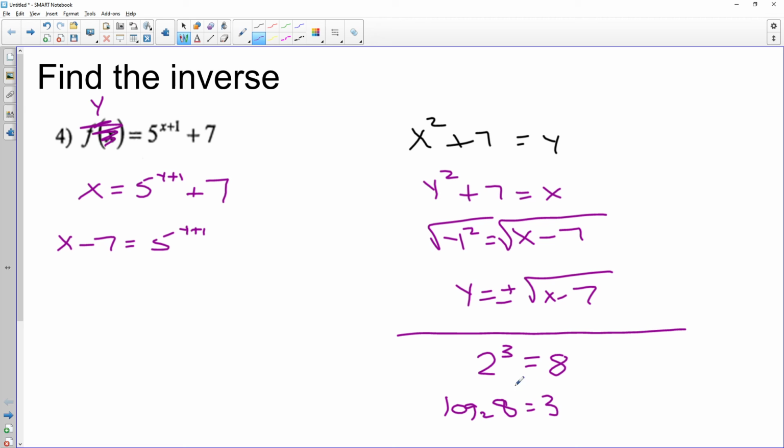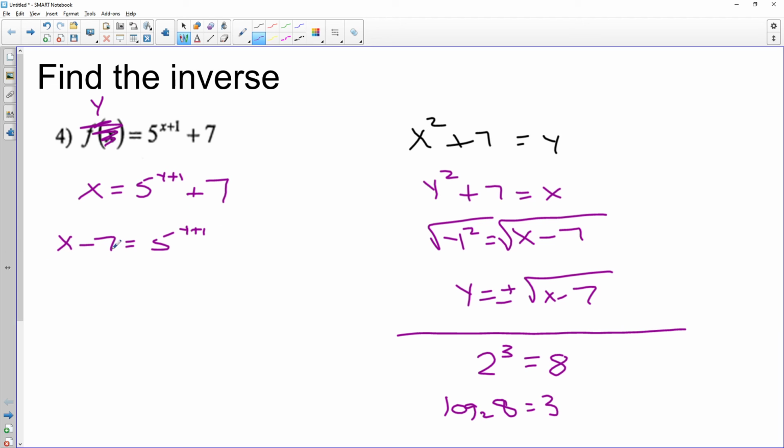So if you notice what happened when I made this conversion, what used to be an exponent, this 3, is now not an exponent anymore. It's just the answer to the log problem. And so this is how we get things out when I need to solve for a variable that's in the exponent: the way we get it out is to turn it into its log form.